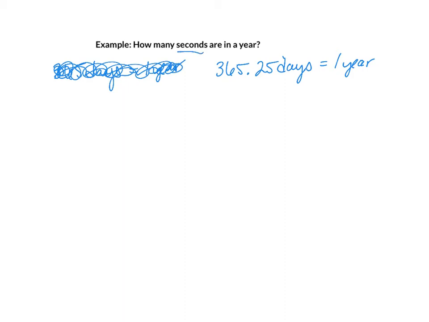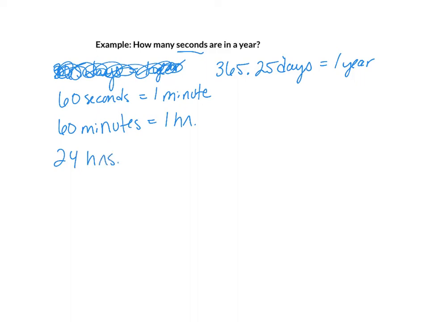So you might say something like, well, there's 60 seconds in 1 minute. Great. There's another one we can use. Well, how many minutes are in an hour? We can say that there are 60 minutes in 1 hour. Okay, that's an HR abbreviation. Then how many hours are in a day? Well, there's 24 hours in 1 day, right?